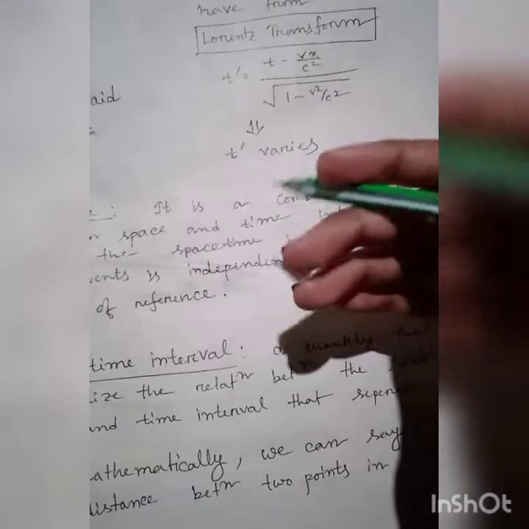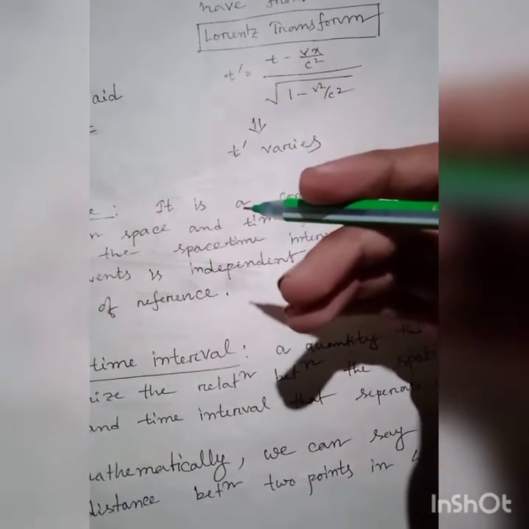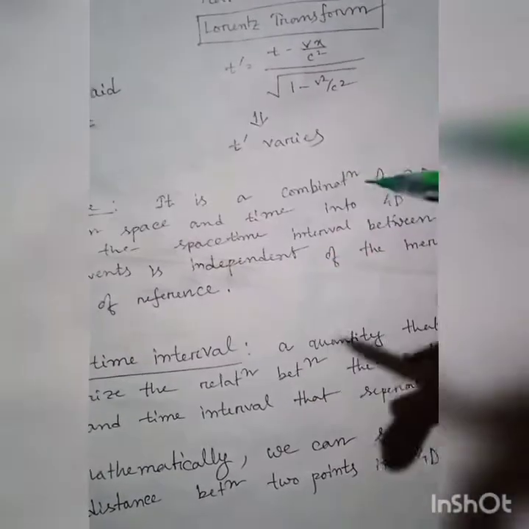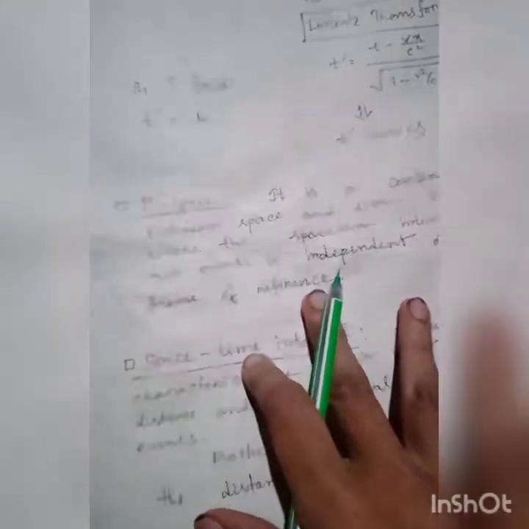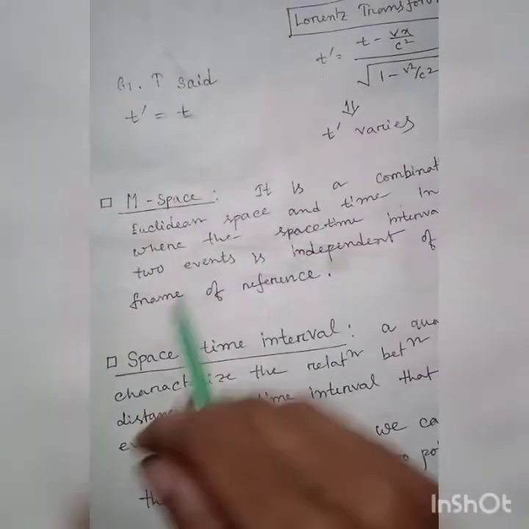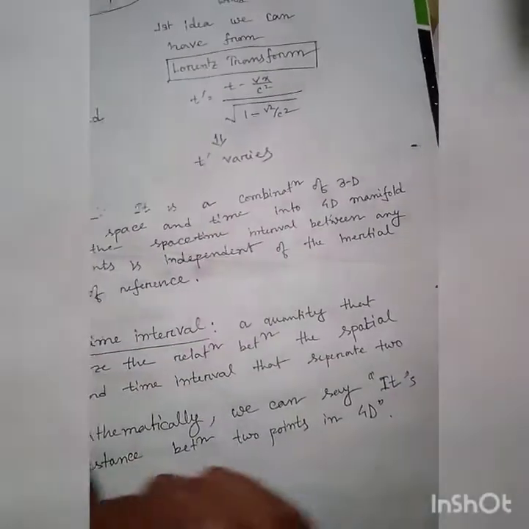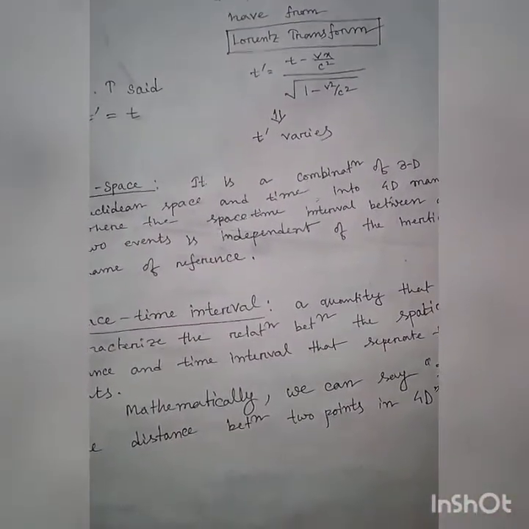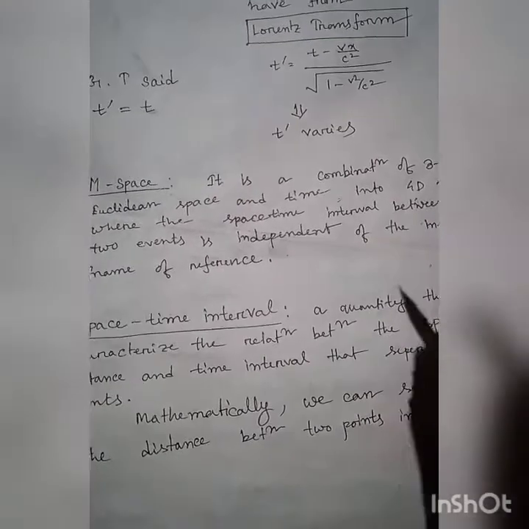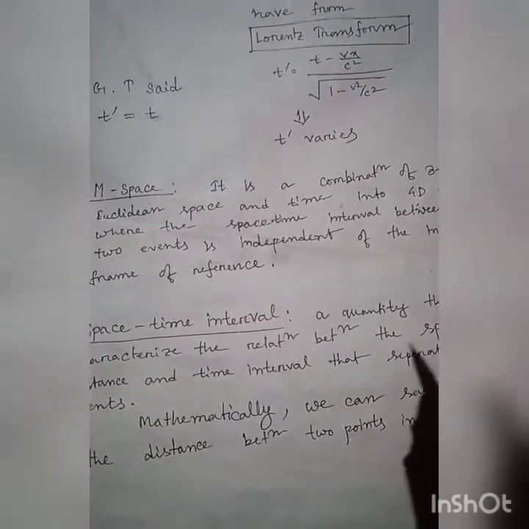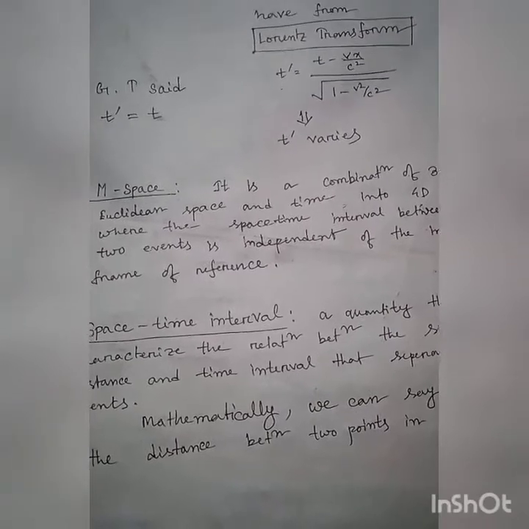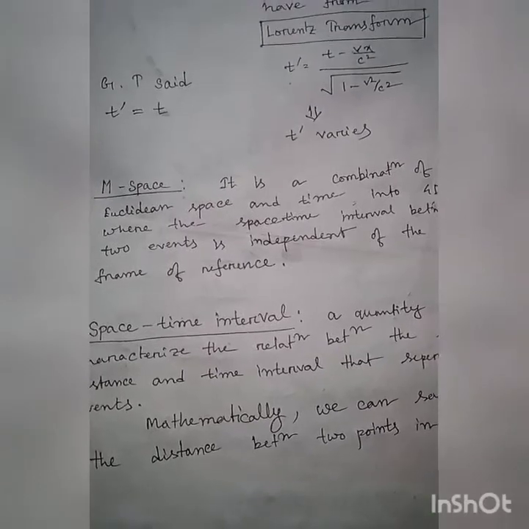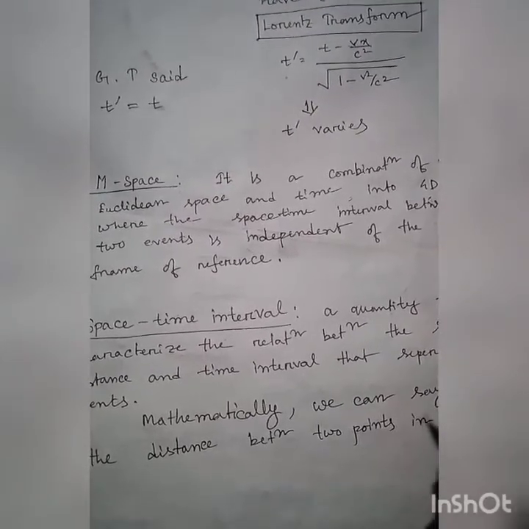In a simple manner, I would like to give the definition of Minkowski space, then I will try to explain it very simply. Minkowski space is a combination of 3D Euclidean space and time. Before, we have the 3D space which contains x, y, and z, these three axes. And taking time also into consideration, we can make a 4D space.